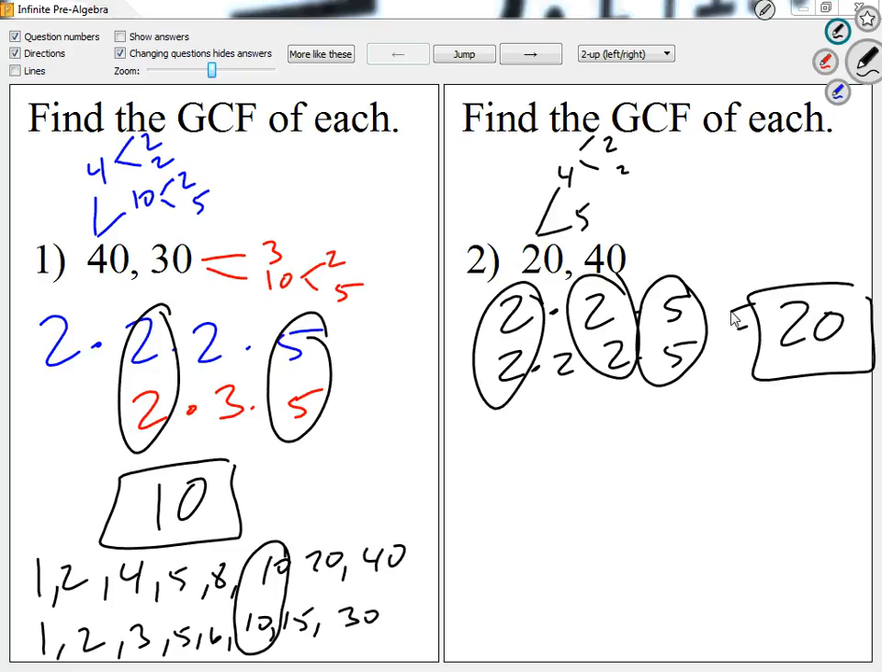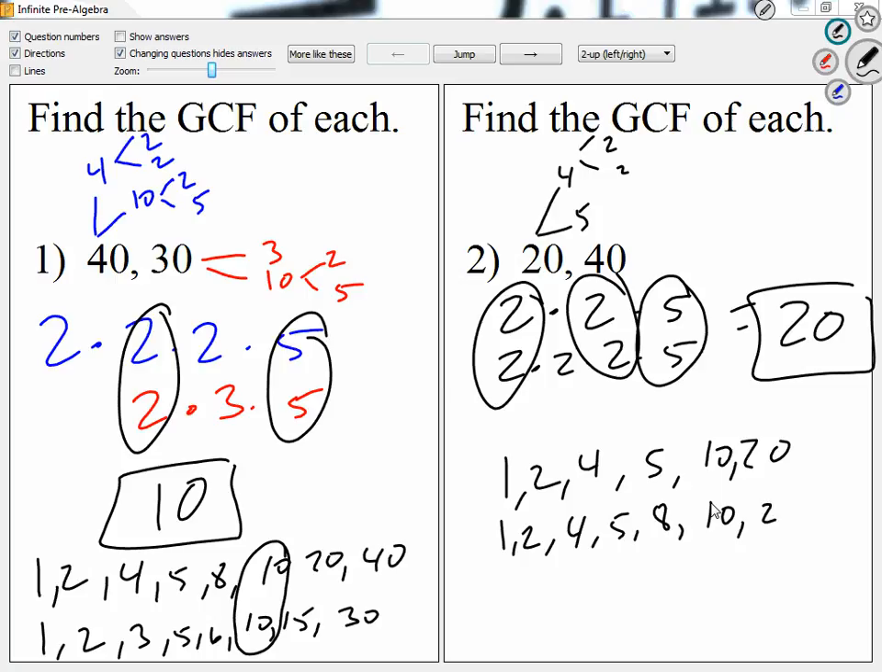If we make the list, for 20, I will go 1 times 20, 2 times 10, 4 times 5. For 40, since I have the list on the left, I'm just going to go 1, 2, 4, 5, 8, 10, 20, and 40. It's not that I know the list by memory, it's that I was copying it from question number 1. So once again, my greatest common factor is 20.